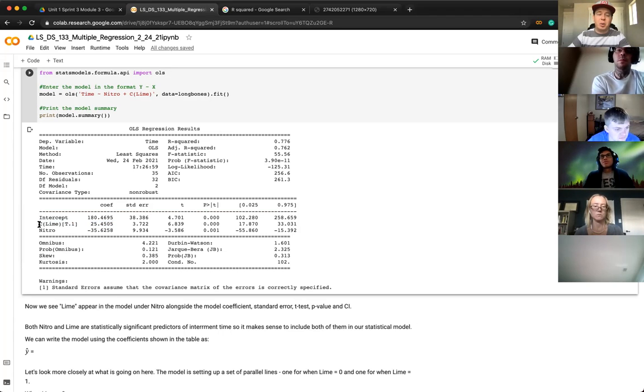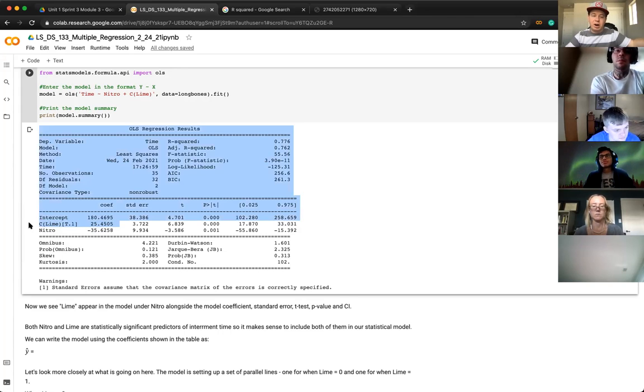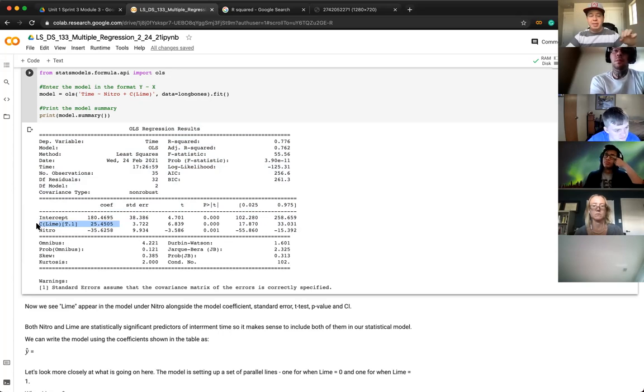But that's the important thing here about these categorical variables, is that we had two categories, 0 and 1. The 0 was left out here. We're only seeing the coefficient for if lime was present versus if it was not present, right? And then this coefficient is relative to lime not being present, right? Okay, so 25 years older if lime is present, or 25 years longer interment time on average.